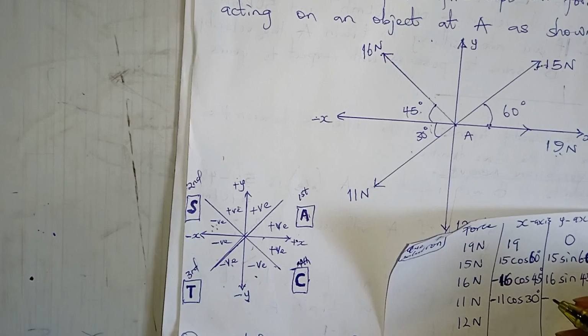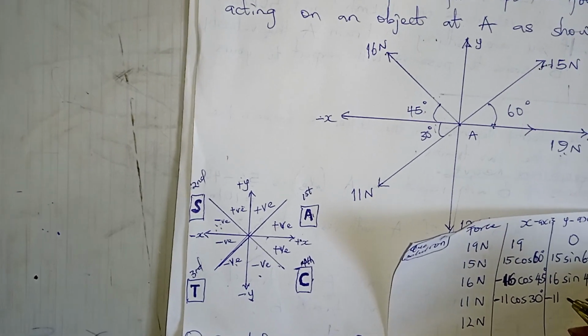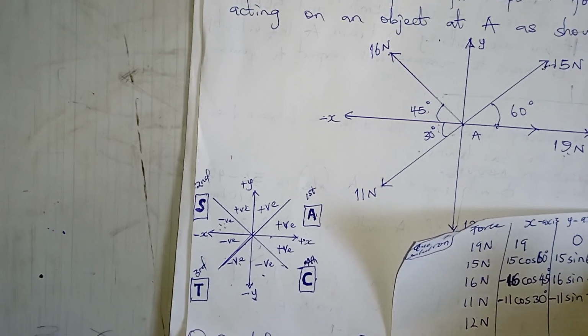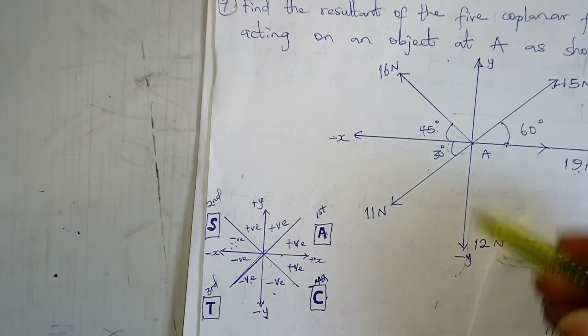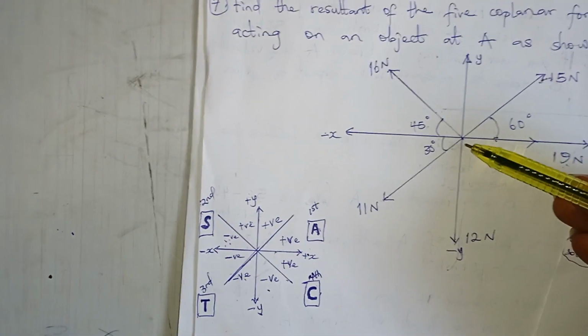Now 11 away from the angle, 11 sine 30 degrees. So now for 12 Newton, notice this is 12 Newton.